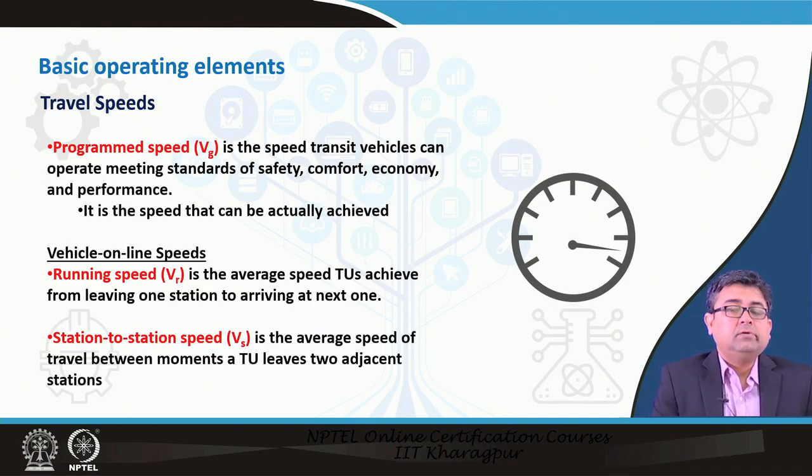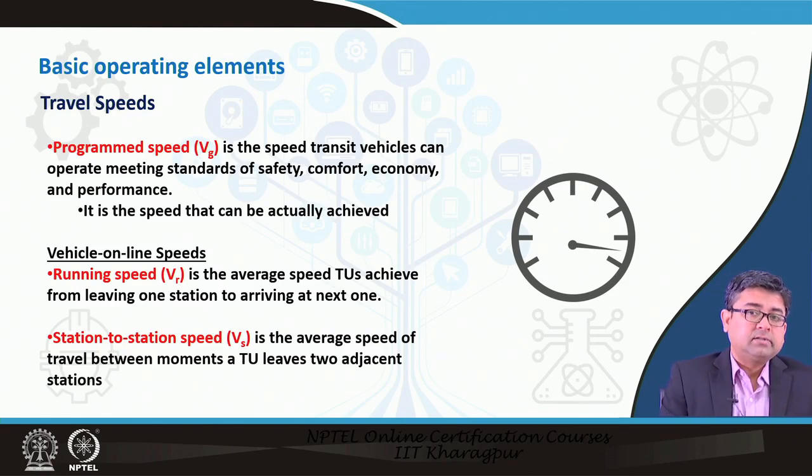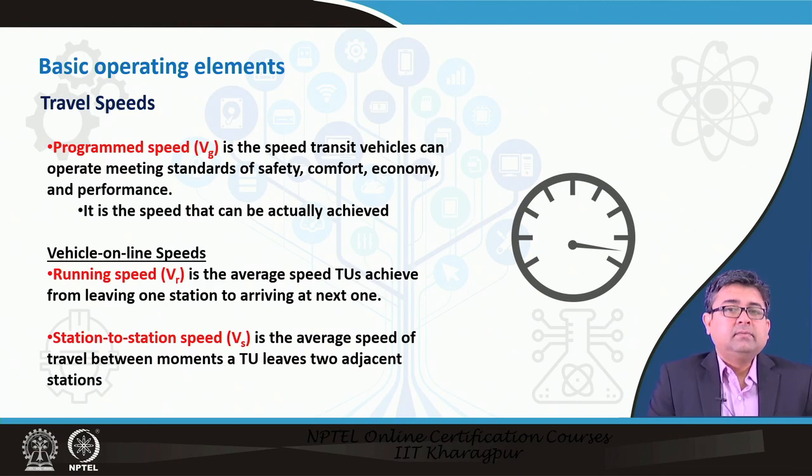Similarly, now you will find lot of similarities with the travel times that we have looked at in the earlier definitions. So, this is the average speed TUs can achieve from leaving one station to arriving at the next one. There may be different types of vehicles running on the same line. What is the average speed that all of these TUs have achieved? Okay.